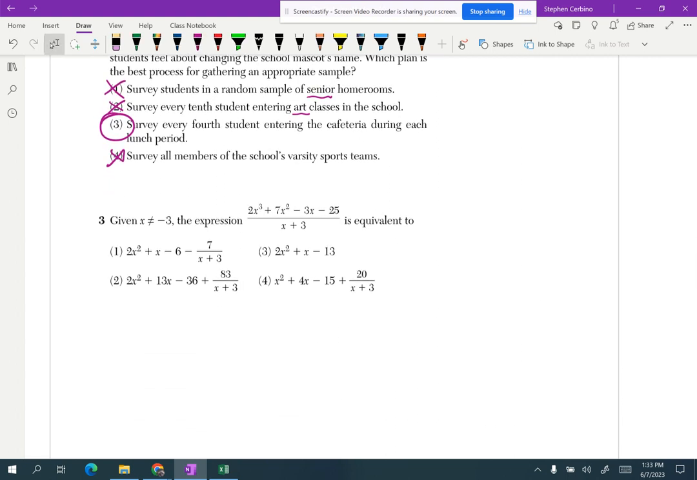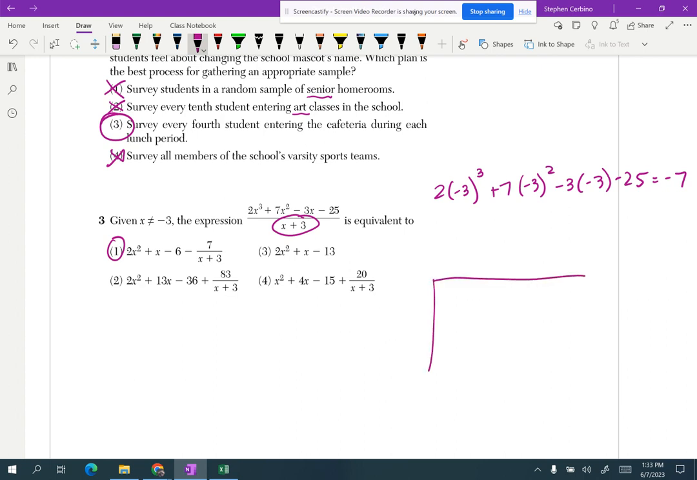Number 3 is a division problem, which you can answer by doing division or by doing the remainder theorem. So if we were doing this with the remainder theorem, since negative 3 would make that 0, we would plug in 2 times negative 3 cubed plus 7 times negative 3 squared minus 3 times negative 3 minus 25. Whatever this is, your remainder. That value comes out to be negative 7. So there's your answer. That's the only one with a remainder of negative 7.